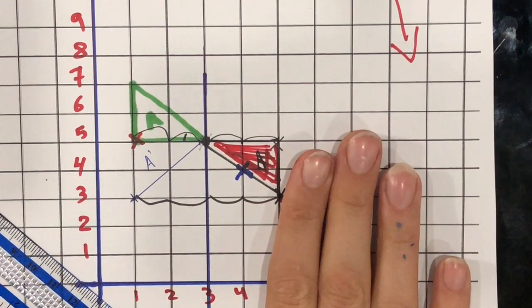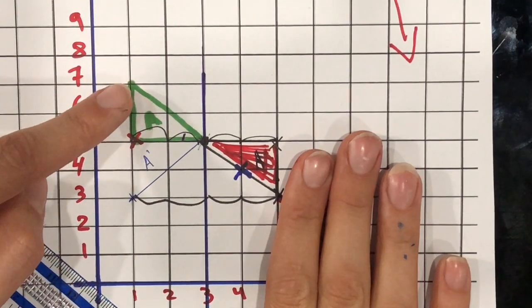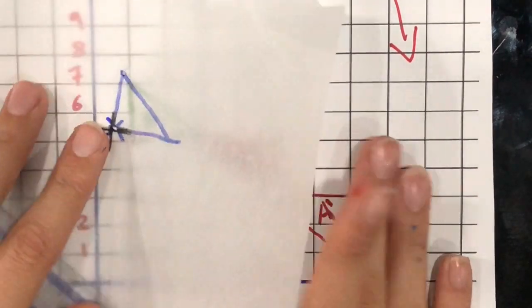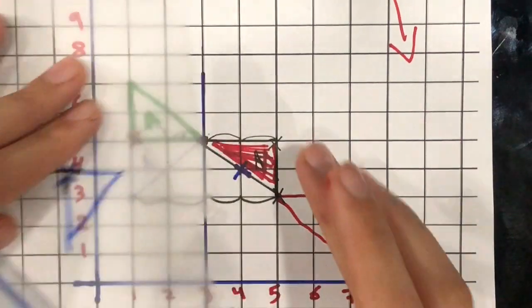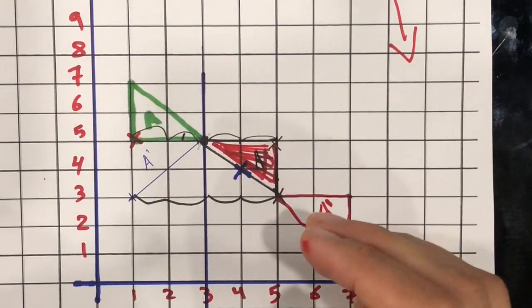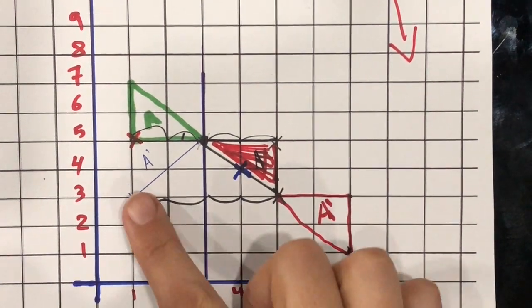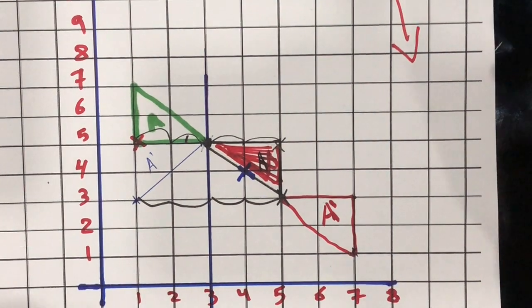This is from the previous question. So this triangle, we rotated it 90 degrees clockwise and then we reflected it about the line x equals 3.